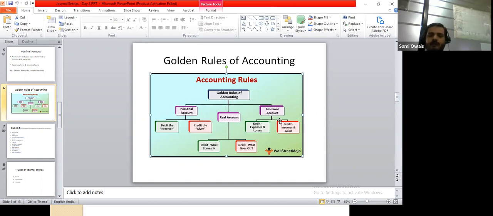Simple rule. Nominal account, as we discussed, deals with expenses and losses, incomes and gains. If you are incurring any expense or loss, write on the debit side. If you have some kind of income, write on the credit side. Simple. If I'm getting some interest from the bank, that's an income for me, so I should be writing on the credit side.